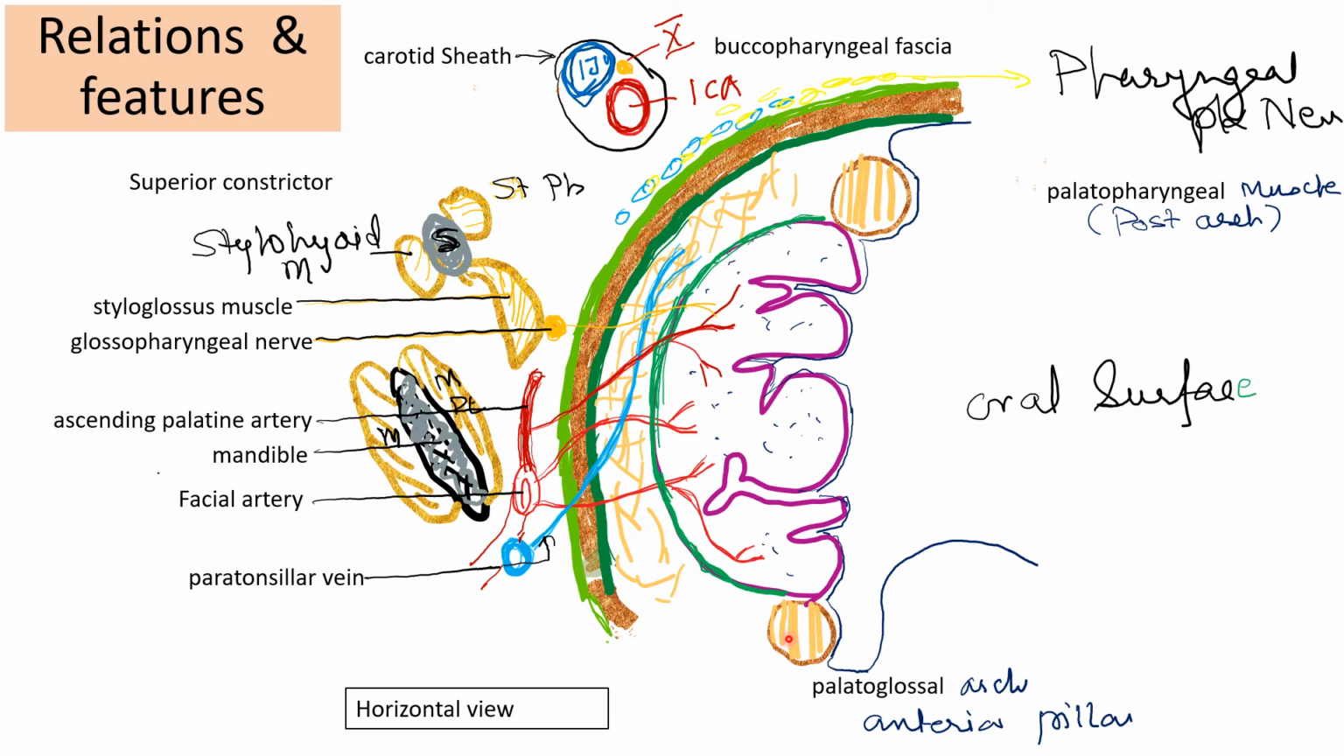So this is all about the lateral relations. We talked about the anterior relation, which is the palatoglossal muscle with the mucous membrane, the palatoglossal arch, palatopharyngeal arch, and the rest of the lateral relations. And I talked about the pharyngeal plexus of vein and the pharyngeal plexus of nerve also.